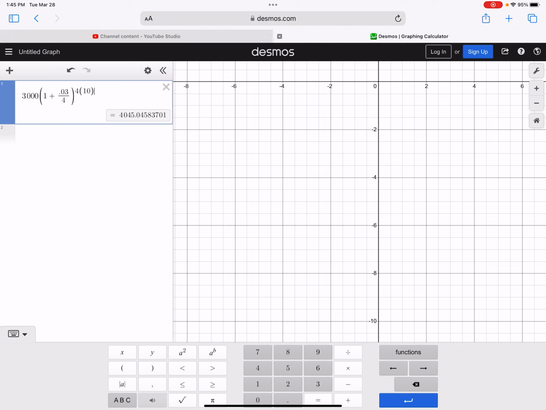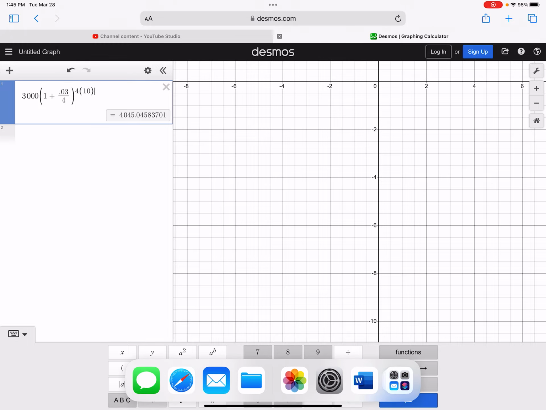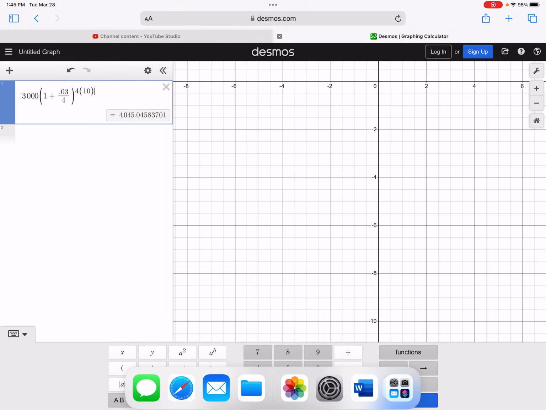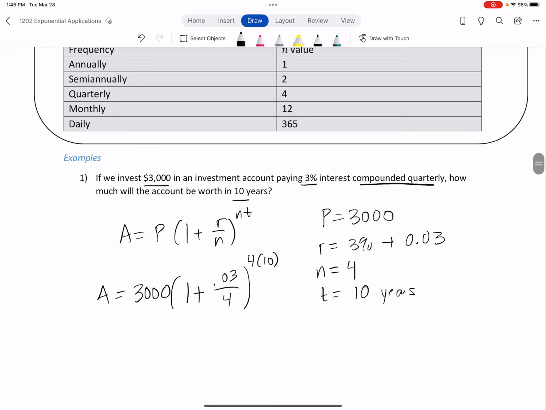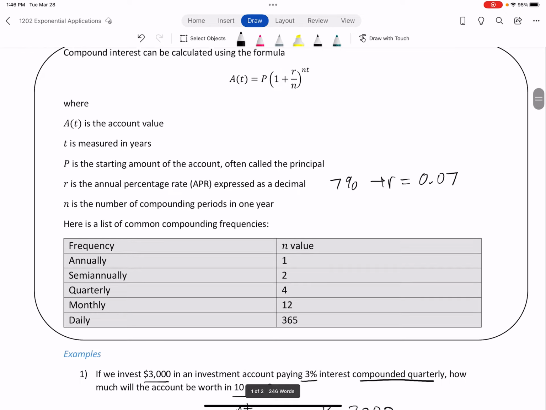Just when you get your answer, think about whether it's reasonable or not. So this says $4,045.05. So after 10 years, I will have $4,045.05 in that investment account. So this is compound growth.